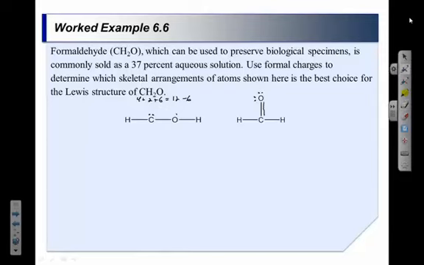Either one is reasonable, but they're not equally reasonable, and the way I distinguish between them is by calculating formal charge. So in the structure on the left, I would calculate a negative and a positive. That's probably not ideal. On the structure on the right, there is no formal charge. That is the correct structure for formaldehyde. Formaldehyde has a carbon-oxygen double bond, and the carbon is connected to both hydrogens.